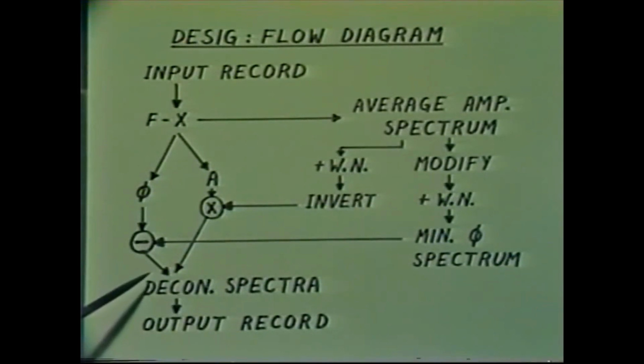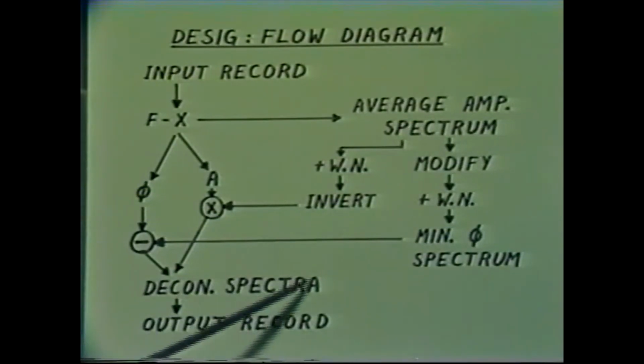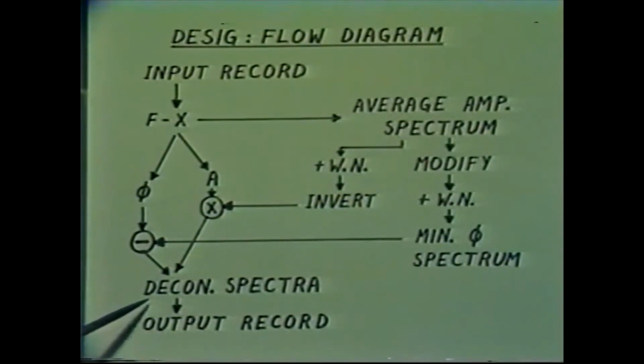Those two operations give us, in effect, the deconvolved frequency spectra, the amplitude spectra and phase spectra after deconvolution, or after designature, if you like. Those are inverse transformed back to the time domain to give us the output record. So that is the sequence of operations that take place in designature.